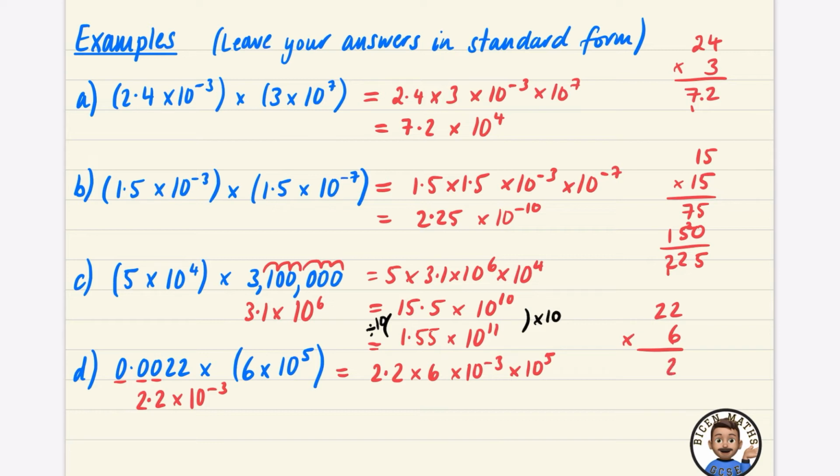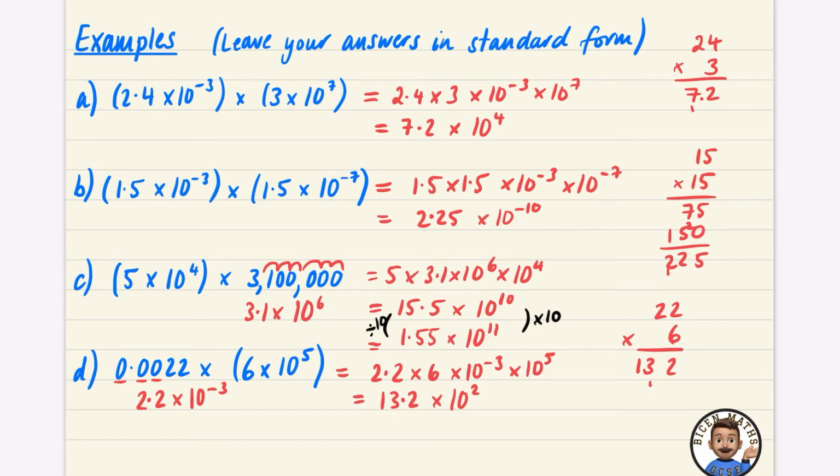So 6 times 2 is 12, 6 times 2 is 12, but add on the 1, which is 13, so it's 132. So it won't be 132 because there's one number after the decimal point, so it'll be 13.2 times by, now you're adding these powers, so that's minus 3 plus 5. When you're at negative 3 and you add on 5, you get to 2, so it's times 10 squared.